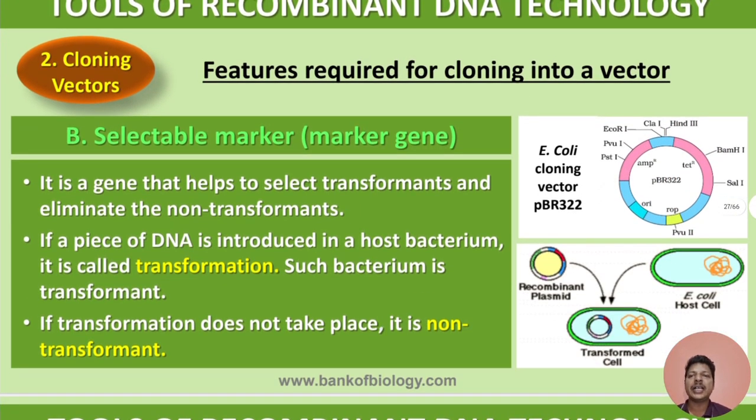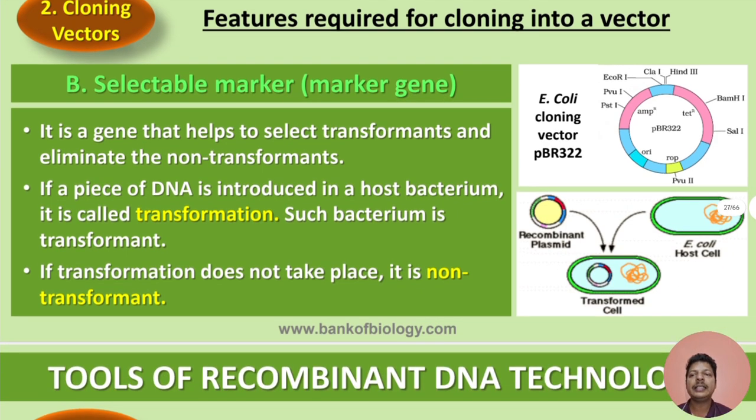Then coming to selectable marker, that is a marker gene. It is a gene that helps to select the transformant and eliminate the non-transformant. That is, if a piece of DNA is introduced into a host bacterium, it is called transformation. Such a bacterium is called a transformant. If transformation does not take place, it is called a non-transformant.